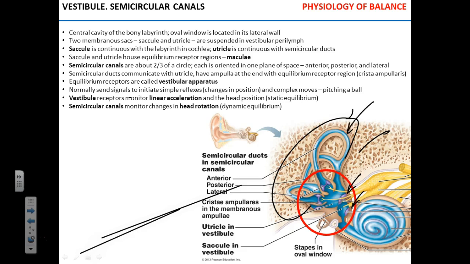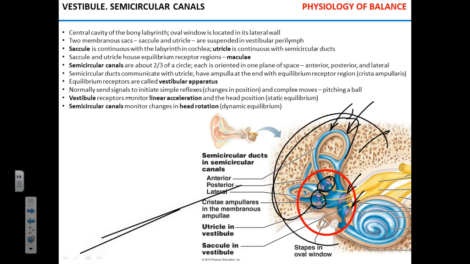Semicircular canals, right here, you can see them in this model. They contain semicircular ducts, shown in blue. Inside the ducts, at the end, they have structures called crista ampullares. Those are sensory receptors in the canals. Semicircular canals are responsible for sensing rotational movements of the head, like this or like this.